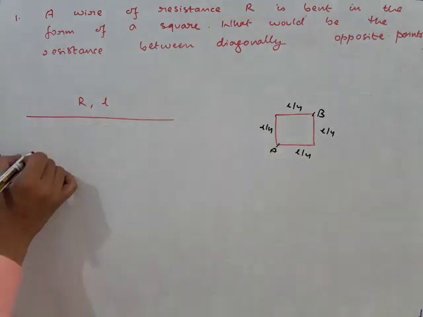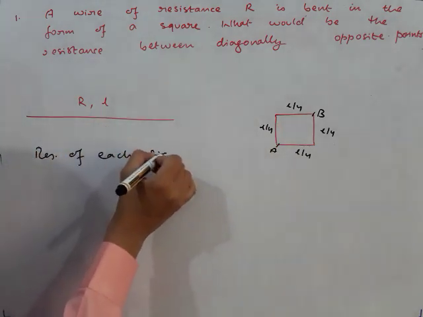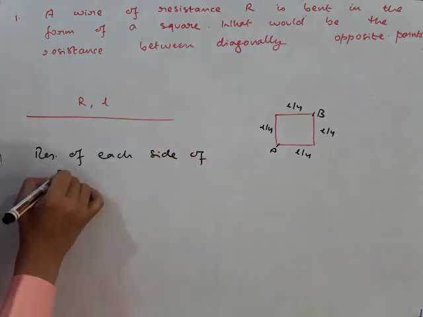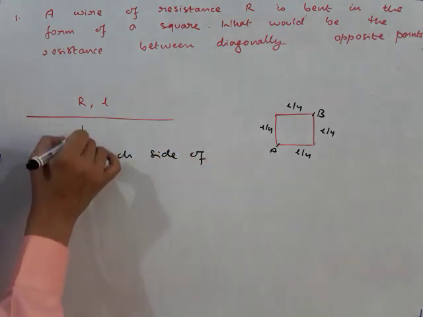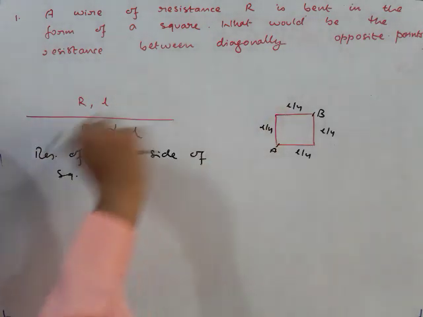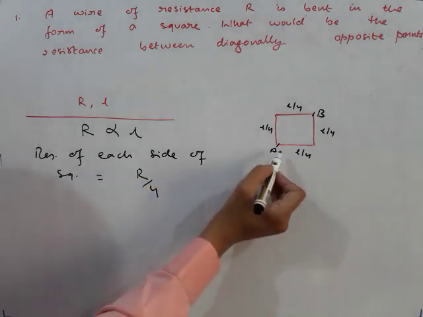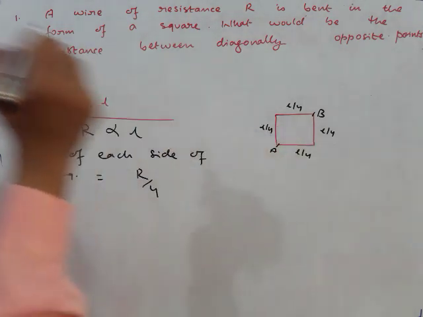For each side, the resistance of each side of a square will be how much? We know that resistance is directly proportional to length. Length becomes L by 4, so resistance should also become R by 4. So this is R by 4, R by 4, R by 4, R by 4.